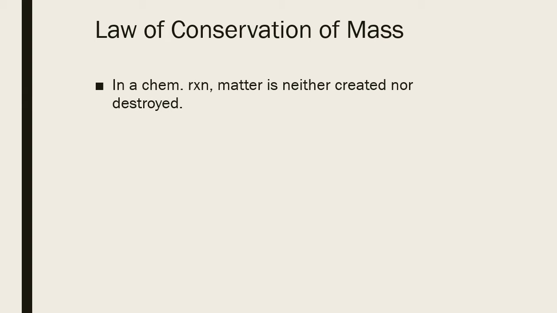So we have the law of conservation of mass, right? The law of conservation, we've heard that before when we've talked about energy. So just like in energy, in chemical reactions matter, atoms, molecules, things like that, can't be created or destroyed. So that means we have to start and end with the same amount of stuff, just like we did on that previous slide.